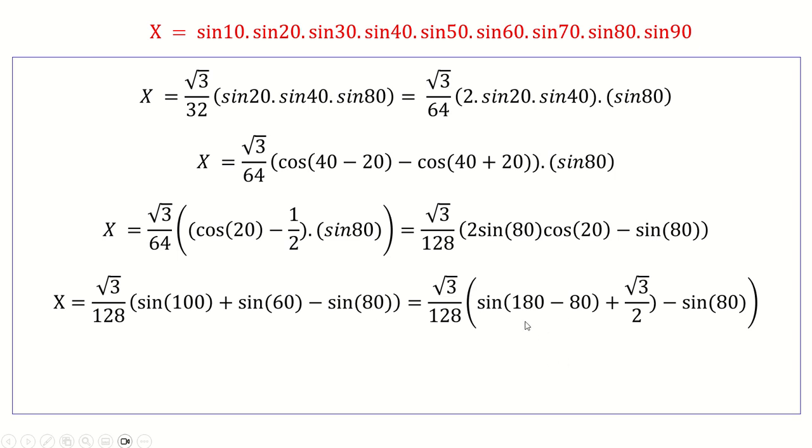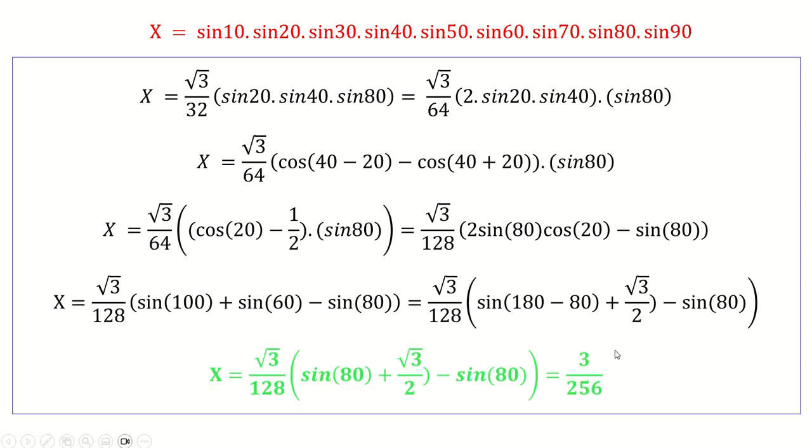Sin 100 is nothing but sin 180 minus 80, which is nothing but sin 80 again. Sin 60 is root 3 by 2, I'm writing it as is. Then minus sin 80. Now if I simplify, sin 80 will get cancelled, and the remaining is 3 by 256. This is the answer.